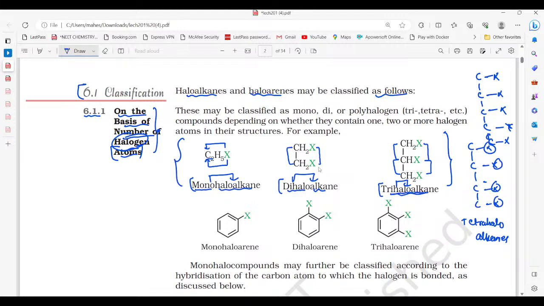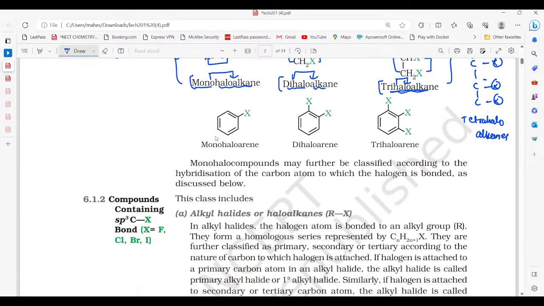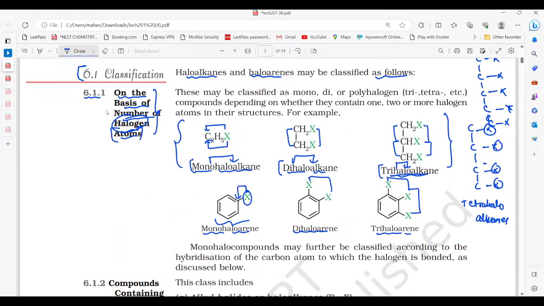Now let us try to understand. Here is a benzene group. Here one halogen is attached to this benzene group, so we observe monohaloarenes. If two halogens are attached, it is called dihaloarenes. If three halogens are attached, it is called trihaloarene. In this way, the classification on the basis of number of halogens attached is completed.